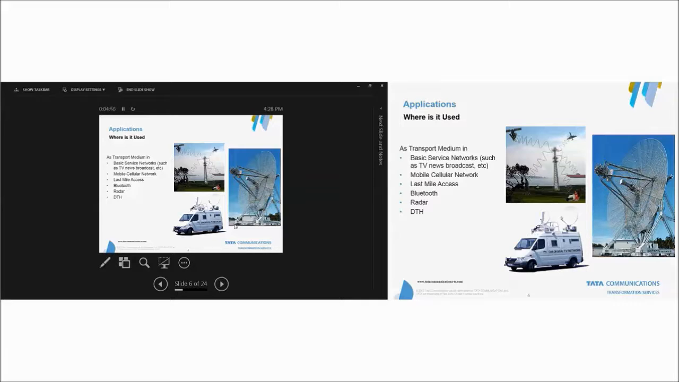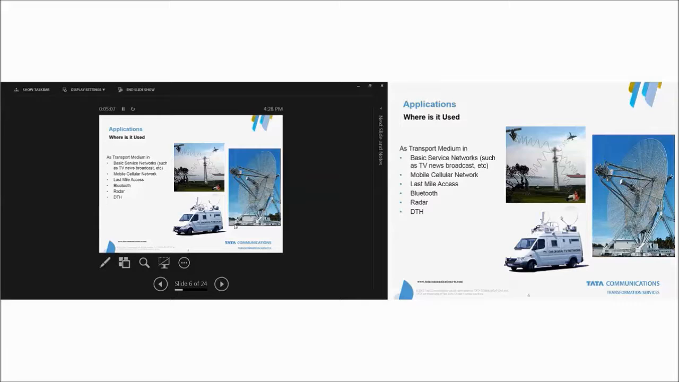The next important application will be mobile cellular networks. Though mobile cellular networks nowadays use fiber optic communication as their main transport medium, they use microwave transmission as a backup in case of any fiber cuts. Still, traffic can flow.